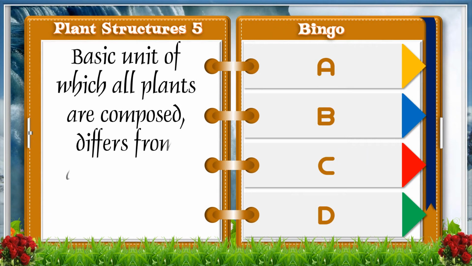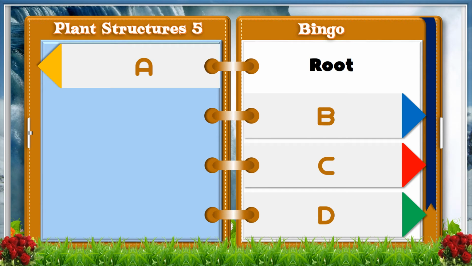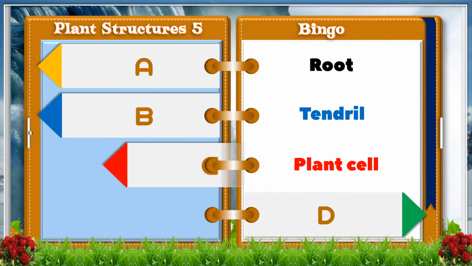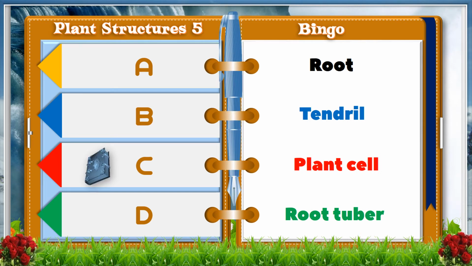Basic unit of which all plants are composed. It differs from an animal cell in that it has a cell wall. A. Root. B. Tendril. C. Plant cell. D. Root tuber. And the answer is C. Plant cell.